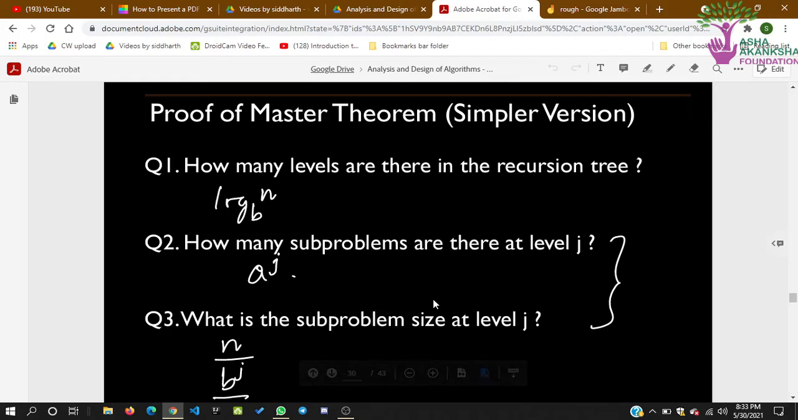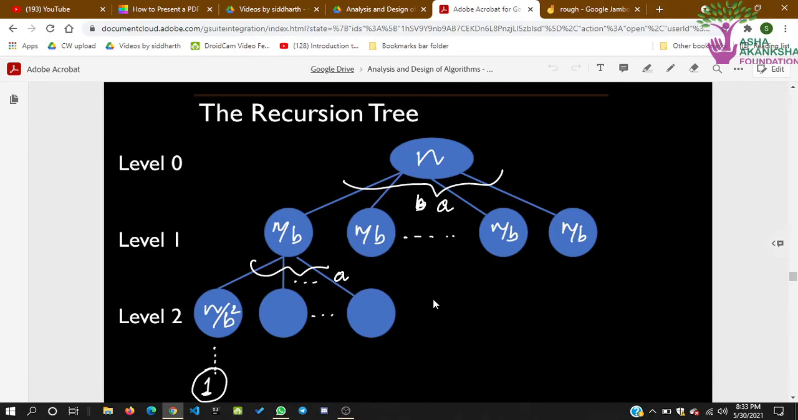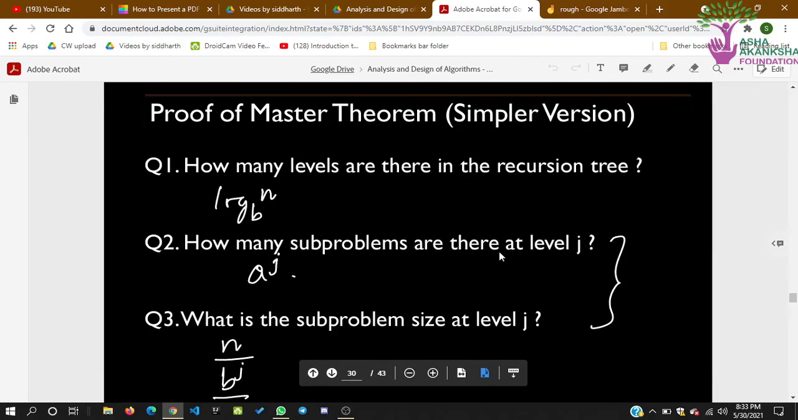Now what is the subproblem size at any level j? I already said that at level 0 the size is n, which can be said to be n by b raised to power 0. Similarly for level 1 n by b raised to power 1, level 2 n by b square. Similarly for any level j, n by b raised to power j, and that is this.